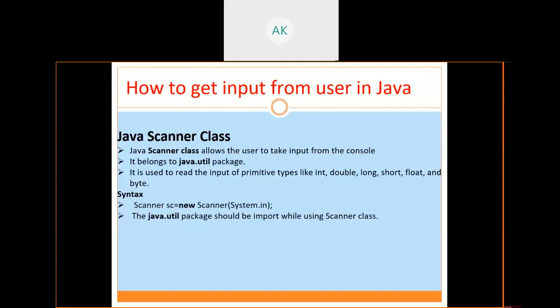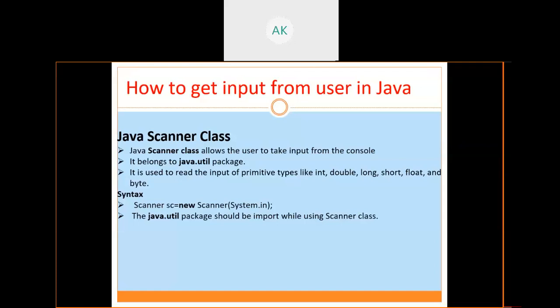If I do not know the exact name of the class, in that case what I will do is simply write import java.util.star. So the star means all the classes which are defined in that particular package, right? We are going to see how to use it while writing the program.